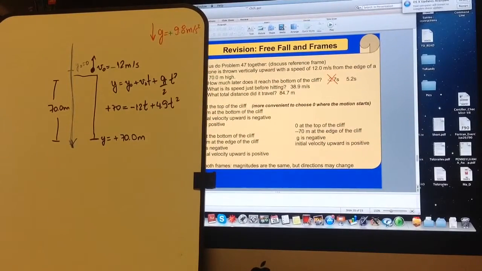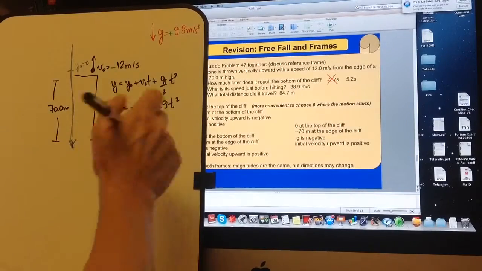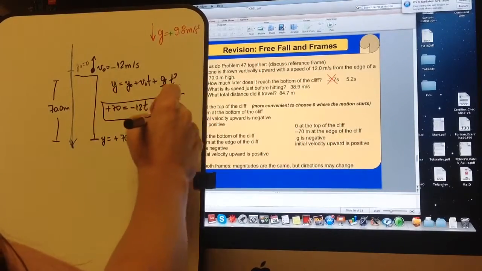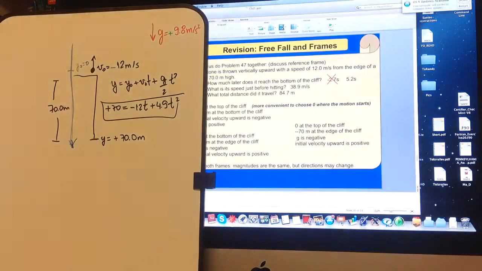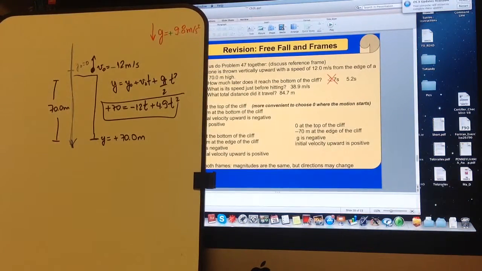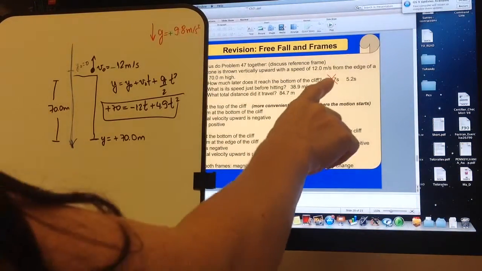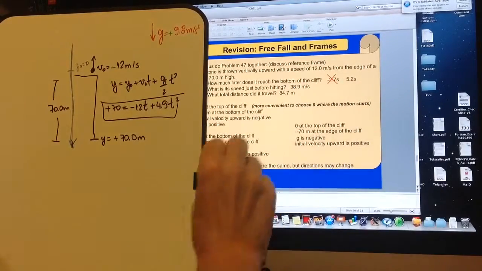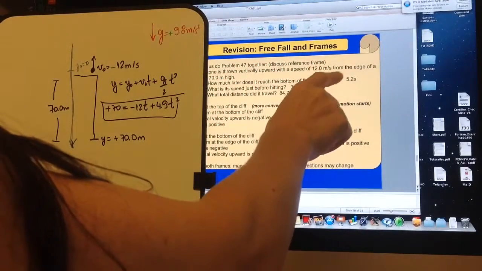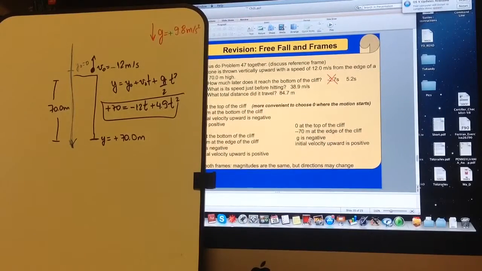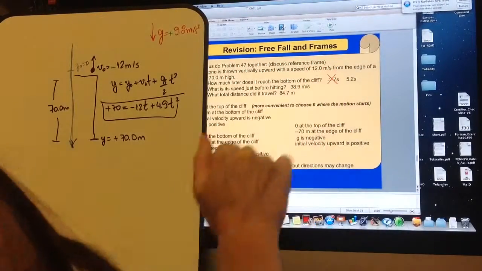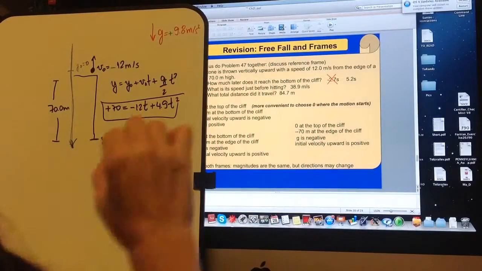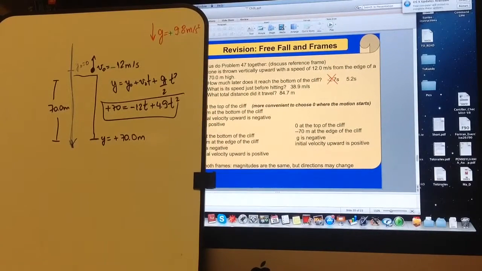Okay, so from here we can get the time. It's a quadratic equation, so it will give us two answers, and you can see the answers here. One is minus 2.7 and the other one is 5.2. Minus 2.7 does not make sense. Time is always positive, so the only answer that I have is really 5.2.